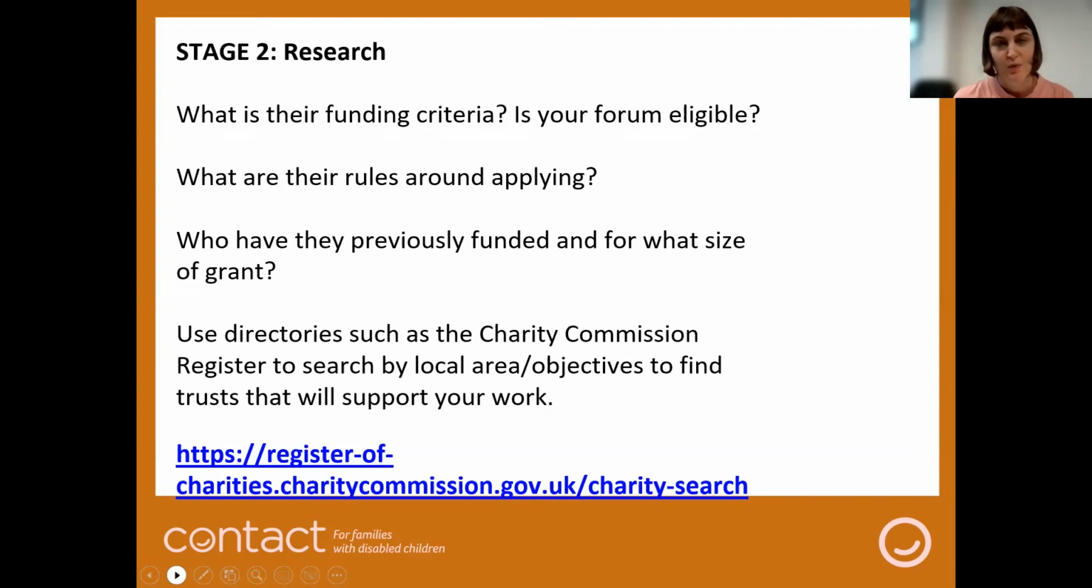So this is where you're looking at what their funding criteria are, and if your organization is eligible for their funding, and what their rules are, because they will set their own rules about how you can apply and how you can approach them. The other thing that's really key is to look at who they previously funded, because that gives you lots of clues about size of grants, or if you're likely to be supported.